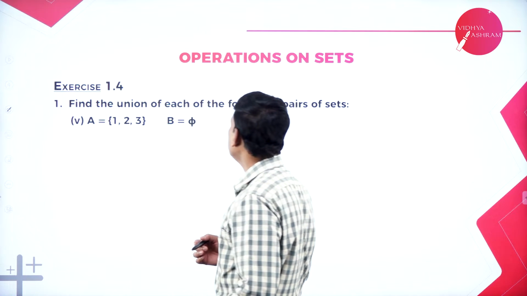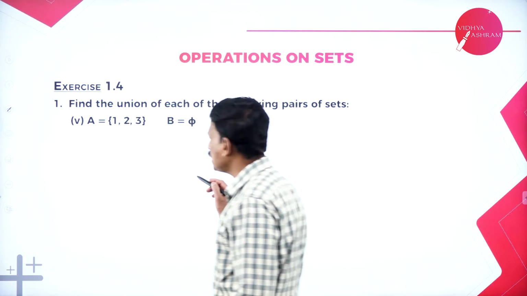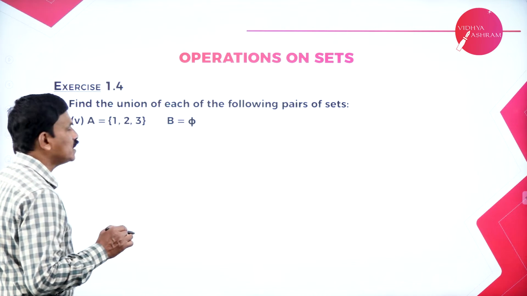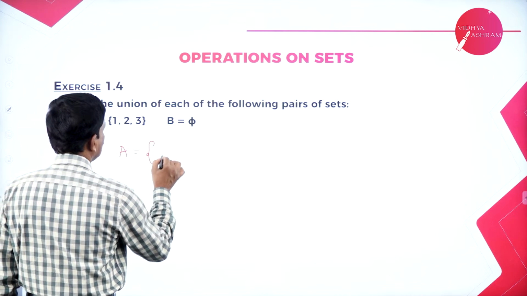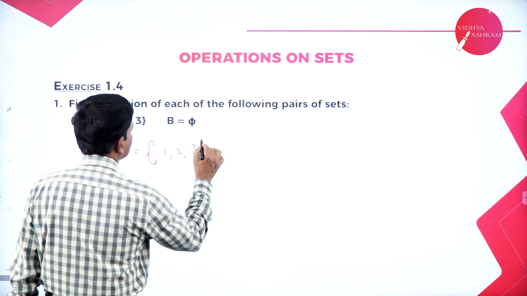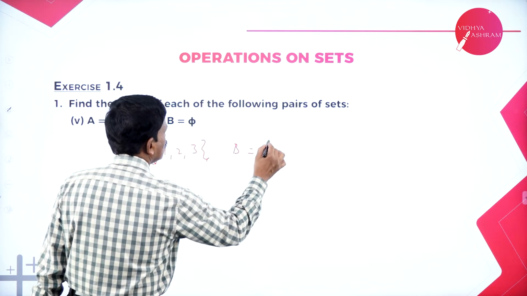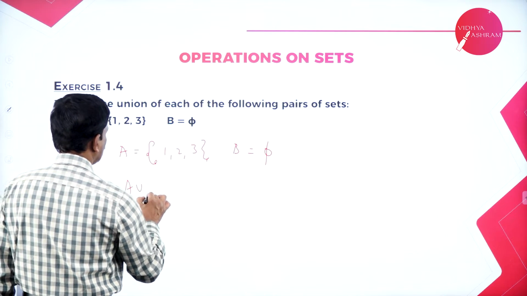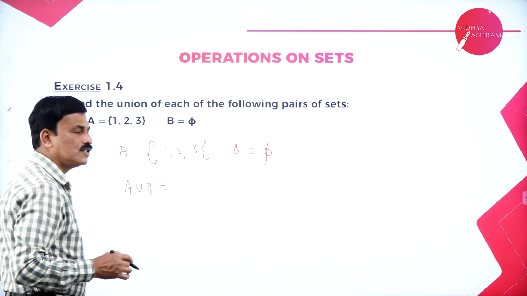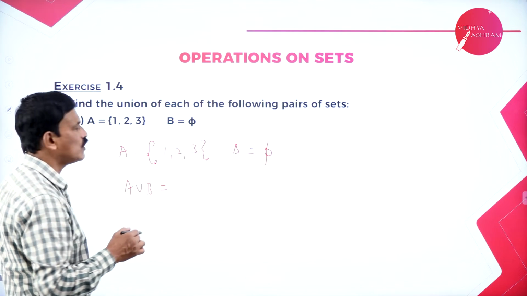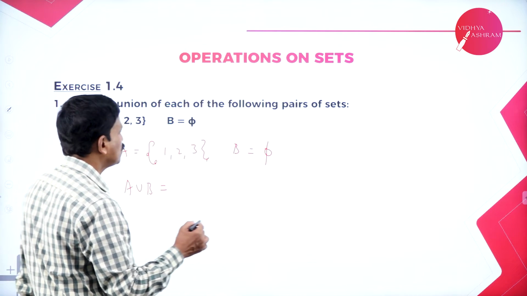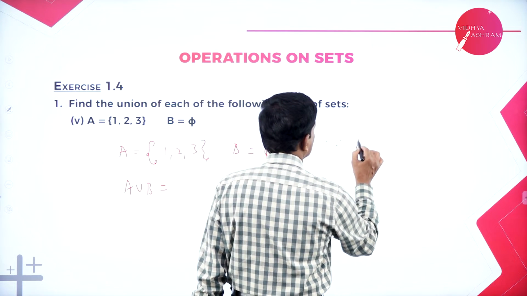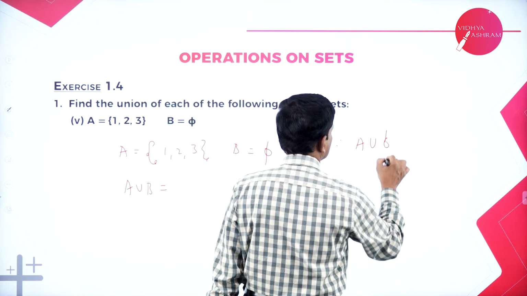What is given? Find the union of each of the following pair of sets. A is equal to 1, 2, 3 and B is a null set. So, here A is equal to, the elements of the set are 1, 2 and 3, whereas B is a null set. The union of a set and a null set. So, A contains 1, 2, 3 and B contains a null set. So, the union, according to the property we know, A union null set.